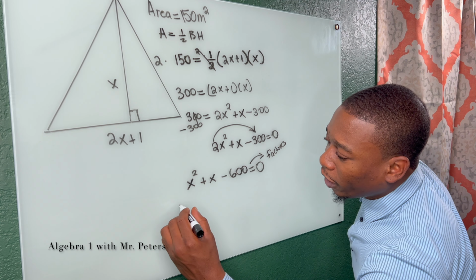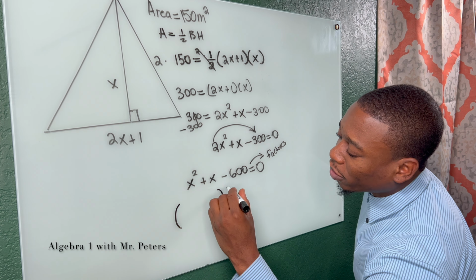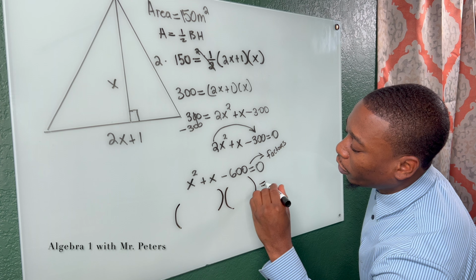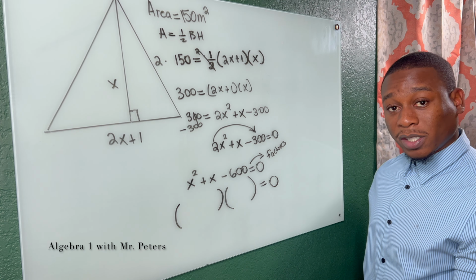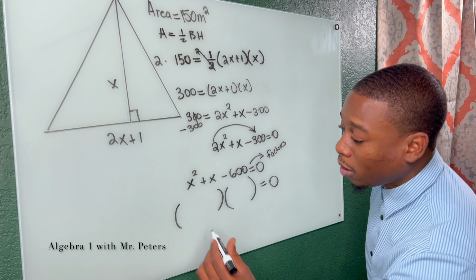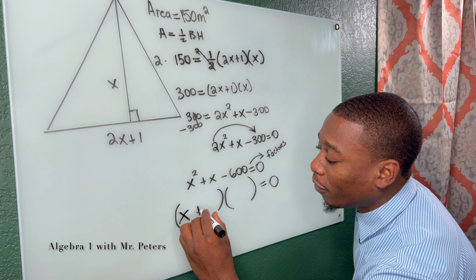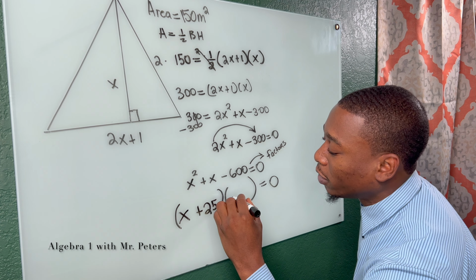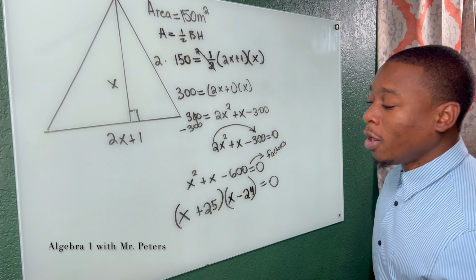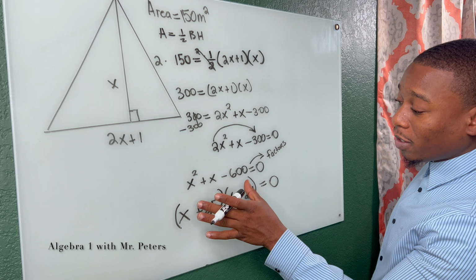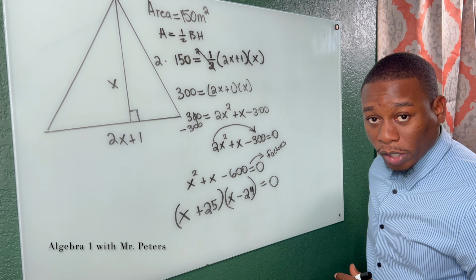So when we get here, we're looking for two factors that when we add, they're going to give us positive 1. When we multiply, it gives us negative 600. So we're going to have x plus 25 times x minus 24. This is going to satisfy this quadratic equation right here.